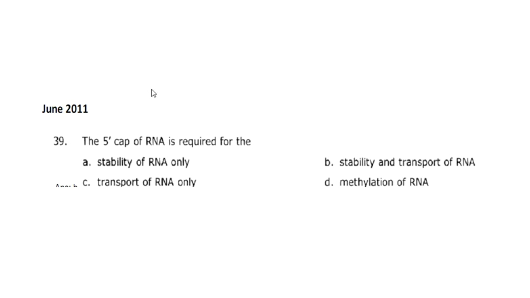The 5 prime cap of RNA is required for. So the 5 prime cap of RNA is required for the stability and transport of RNA. If stability is not there, it will be degraded in the cytoplasm. To move the mRNA into the cytoplasm and to make it stable, this 5 prime cap is required. The answer will be B. So coming to the next question.